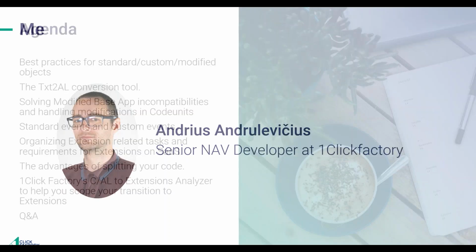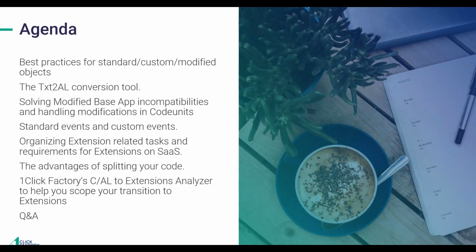My name's Andrius. I'm a senior developer at OneClick Factory, and my main responsibility is overseeing and executing projects when we move from CAL to AL. Today, we're going to talk about what we can do in the existing system, in the existing language, in the existing environment, if we want to move to the new version of Business Central, to the new language, as seamlessly as possible.